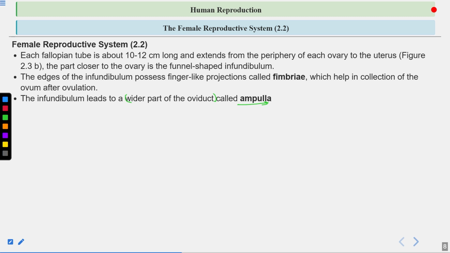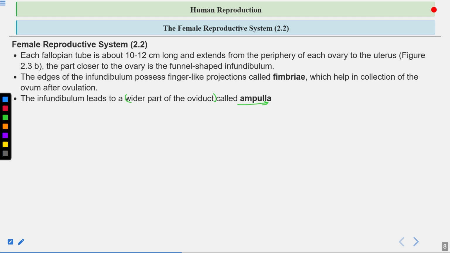So the egg reaches the ampullary region, and the sperm also reaches the ampullary region. It is very important that both the gametes, the sperm and the egg, should be present at the same time in the ampulla. Then only fertilization will occur. That's why not all coitus leads to pregnancy. Remember this. The question can come from here. Does all coitus lead to pregnancy?